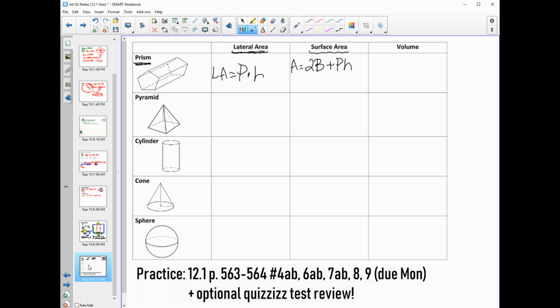So again, capital B is base area. It is not a length. It is an area of your base. And then at the bottom here are your practice problems. And that's not due Monday, that was from before. This is due whatever date tomorrow is based on when you're watching this video.